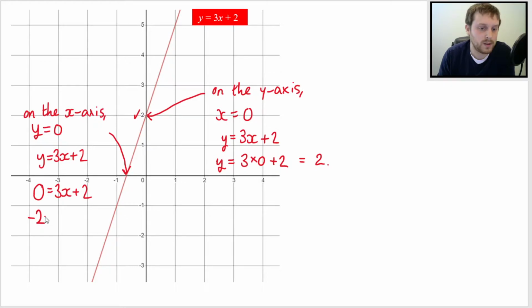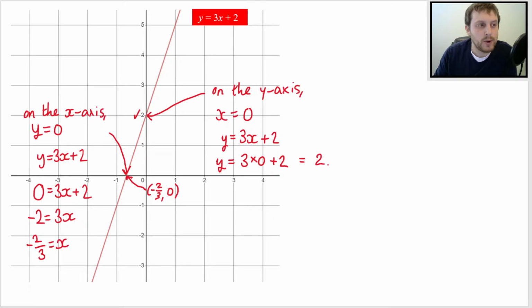So I'll take away 2, and I'll divide by 3. So I actually get that it's minus 2/3, which if you look there, it does look about right. Okay, it's minus 2/3. So this coordinate here is minus 2/3, 0. Okay, the x-intercept is minus 2/3 for this particular graph. Okay, and we work that out by making y be 0 this time.